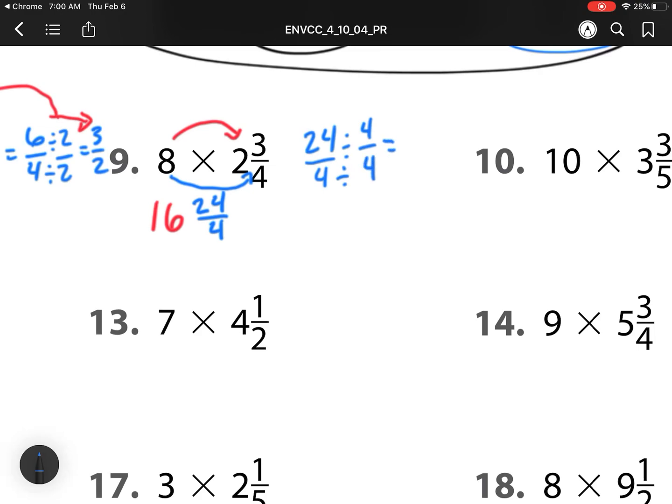So 24 divided by 4 is 6. 4 over 1 is 6. So this whole thing is the same as 6. So I have 16 plus 6 equals 22.